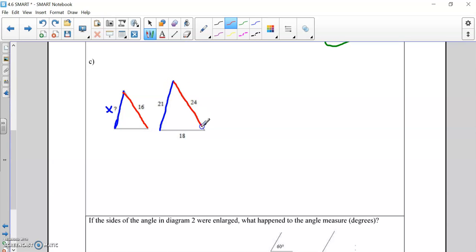Notice how there's like an 18 down here at the bottom, but it's kind of useless to us because there's no matching side with the 18. So we're just going to ignore it. It's just there to distract us. All right, so we're ready to start to set up our ratios. We'll start with 24 over 16.